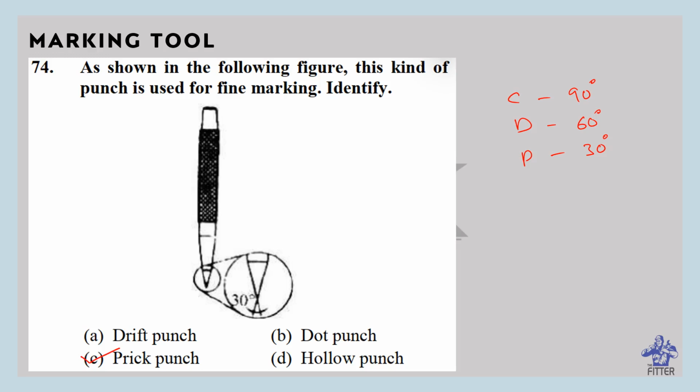The angle of a prick punch is 30 to 60 degrees. The 30-degree prick punch is used for marking light marks and drawing a curve. The 30-degree prick punch is used for soft metals such as brass, copper, and aluminum. The 60-degree prick punch is for marking witness marks.